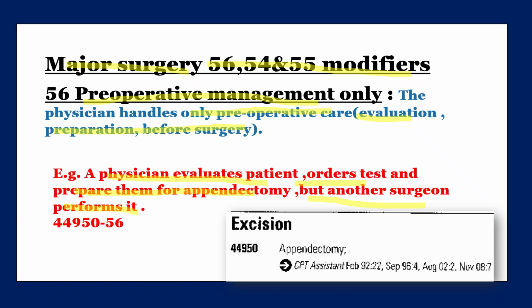So one physician is preparing for the surgery, that is before the surgeon. He is evaluating the patient, ordering the tests and preparing them for appendectomy, but is not doing the surgery, that is preoperative care. But another surgeon performs it. So if the physician handles only preoperative care, in that case we should append 56 modifier. As the procedure is appendectomy and the physician is only handling preoperative care, we should append 56 modifier to 44950, that is the appendectomy procedure.